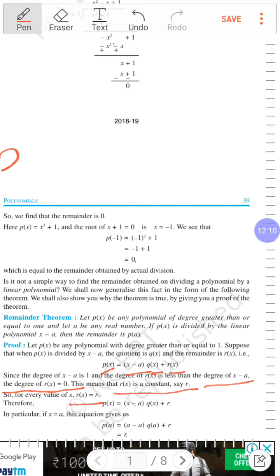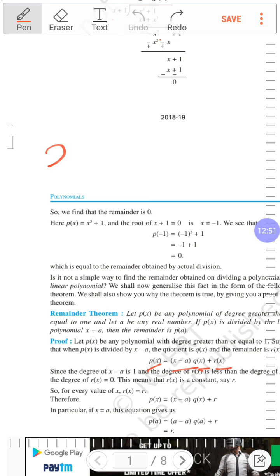Now if in place of x we keep a, then what will happen? p(a) is equal to (a minus a) into q(a) plus r. Now a minus a is 0, so 0 into q(a) becomes 0, plus r, that means the remainder. So p(a) is equal to r. In this way we can say, when we put the zero of the divisor in the given polynomial in place of the variable, then we get the remainder. From here it becomes clear.